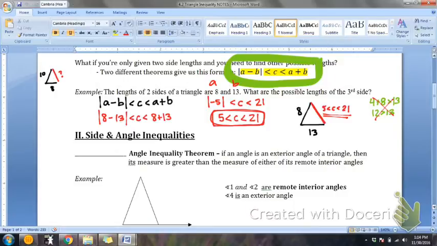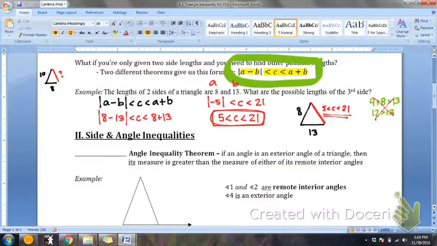So we were trying to find a range of numbers. So any numbers between 5 and 21, so 6, 7, 8, 9, 10, 11, 12, all the way up to 21. Any of those numbers would work with 8 and 13 to be part of the group that makes a triangle. And we'll do a couple more, so don't fret.